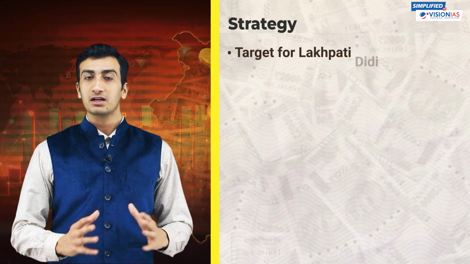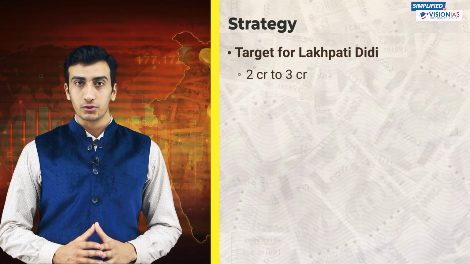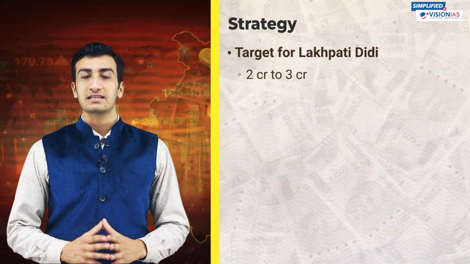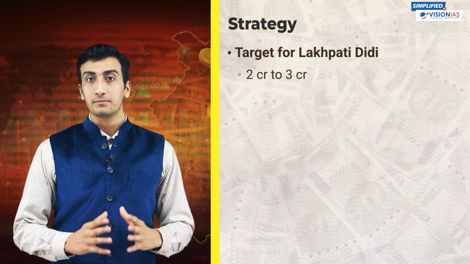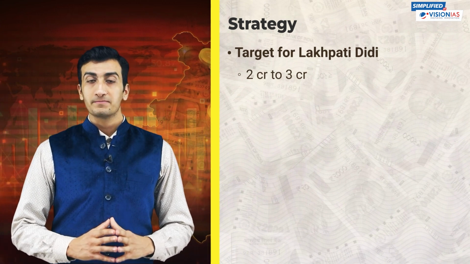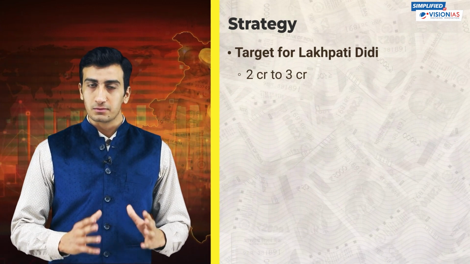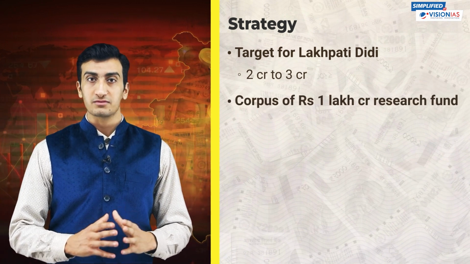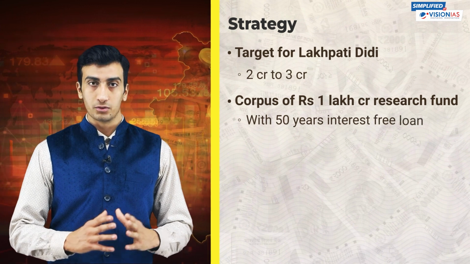Other measures for the Amrit Kaal will include enhancing the target for Lakpati Didi from 2 crore to 3 crore. Lakpati Didi refers to women members of self-help groups who earn a sustainable income of at least Rs 1 lakh per year per household. In addition, India's research and development future seems promising with the plan of establishing a corpus of Rs 1 lakh crore research fund with 50 years interest-free loan.